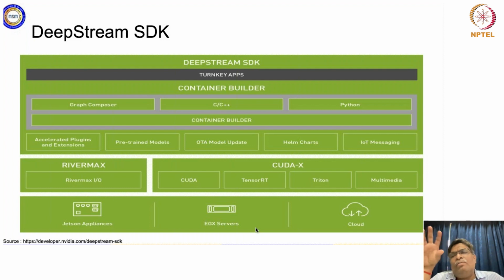You can use it for IoT messaging. You can use Helm charts, and then all of this can run, okay, on CUDA or TensorRT or Triton or multimedia and Rivermax IO. So this is related to IO, and then all of this could be run on EGX servers, Jetson for inferencing, or on cloud. So this is how the whole DeepStream SDK looks.